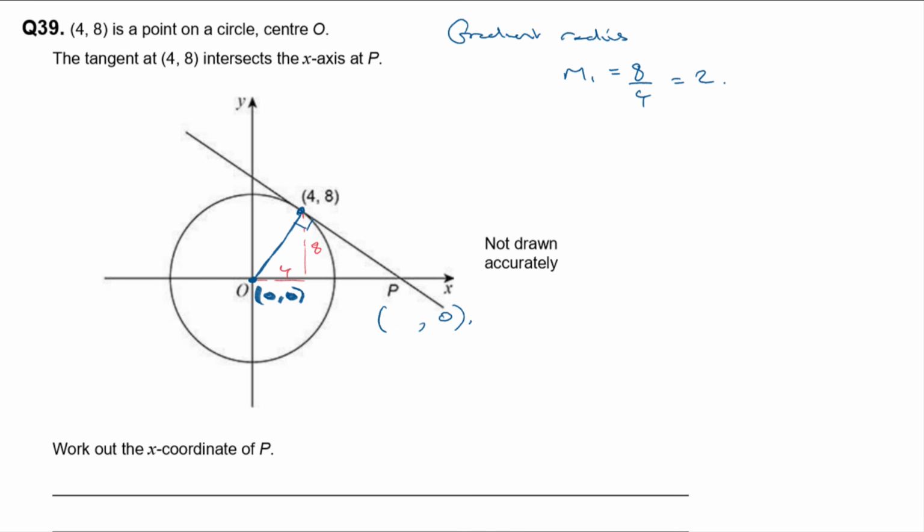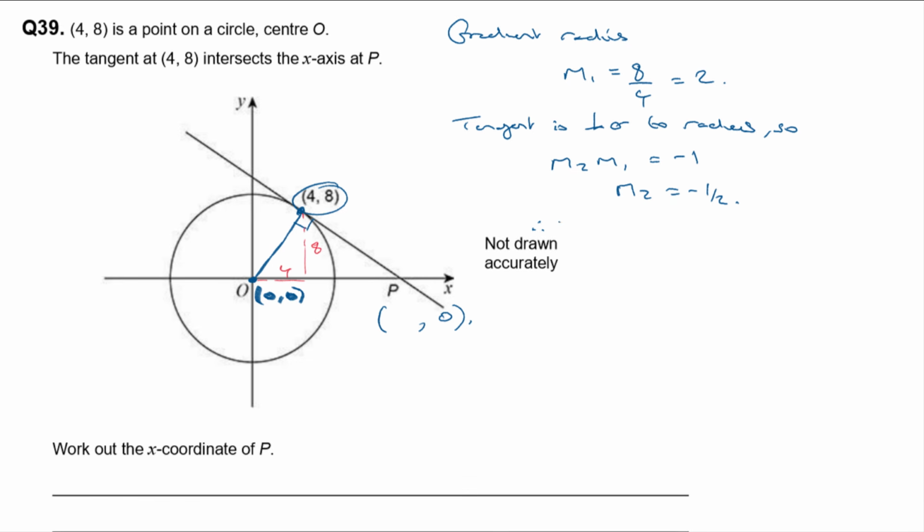Okay, so tangent is perpendicular to radius, so m2 times m1 is equal to minus 1, so m2 is going to be the negative reciprocal of 2, which is minus 1/2. Okay, so we know the gradient of our line going down to P now has a gradient of minus 1/2, and we know a point that it passes through, 4, 8.